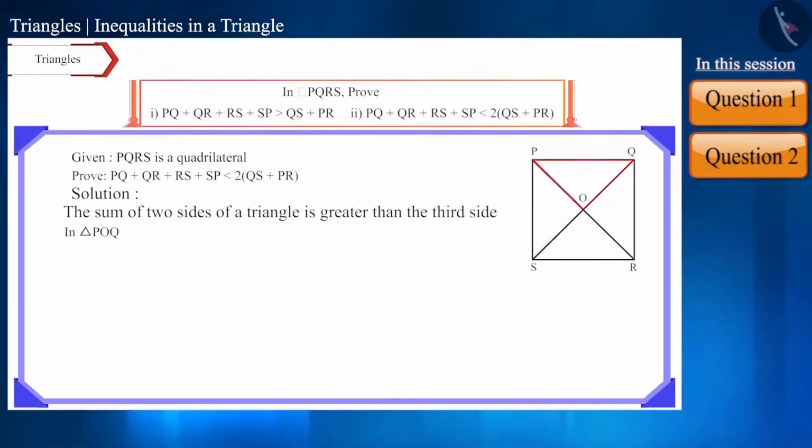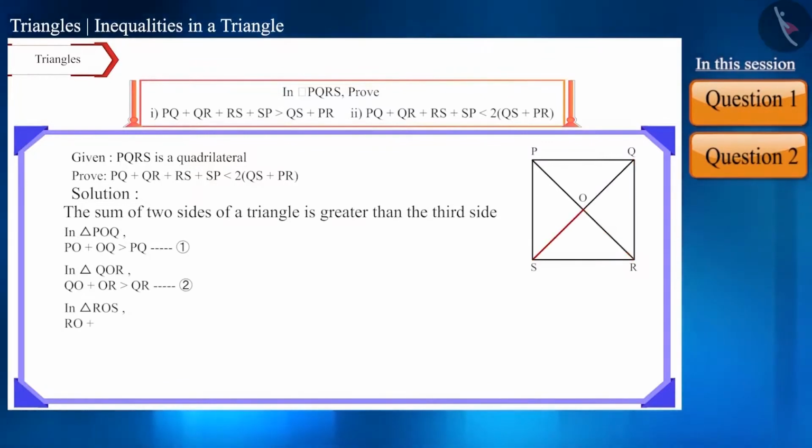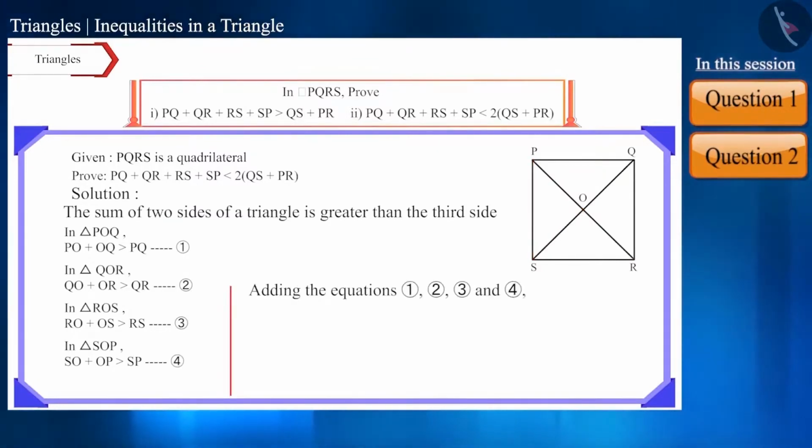Hence, in triangle POQ, the sum of side PO and side OQ is greater than side PQ. Similarly, in triangle QOR, the sum of side QO and side OR is greater than side QR. In triangle ROS, the sum of side RO and side OS is greater than side RS. In triangle SOP, the sum of side SO and side OP is greater than side SP. Now if we add all four inequalities, then we get. By simplifying it, we will get.